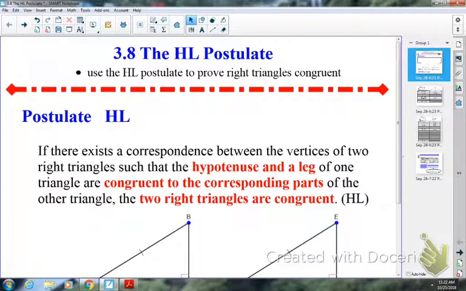Okay, so the hypotenuse leg theorem states, if there exists a correspondence between the vertices of two right triangles, such that the hypotenuse and a leg of one triangle are congruent to the corresponding parts of the other, then the two triangles are congruent. So technically, you still have three pairs of parts that you know. You have a pair of right angles. You have a hypotenuse from each right triangle. And you have a leg.